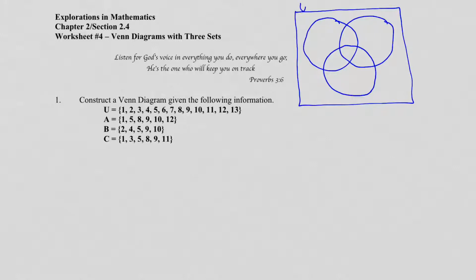So the universal set is the same. It's the whole entire rectangle or box. And then we have set A, set B, and set C. So this creates not 4 regions, but this time it creates 8. Okay? So you're just going to start at the top left and go straight across.